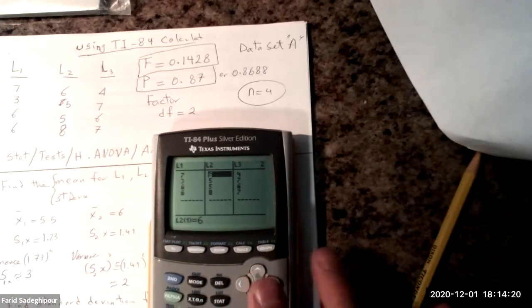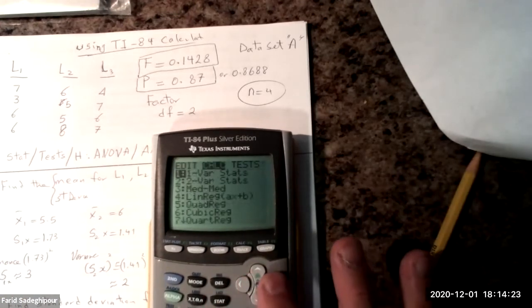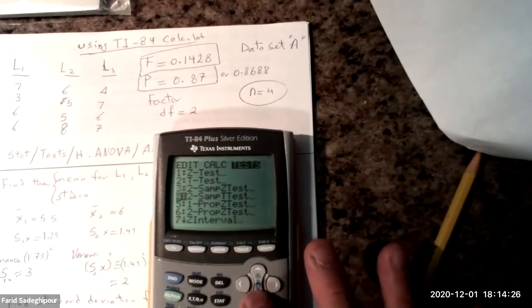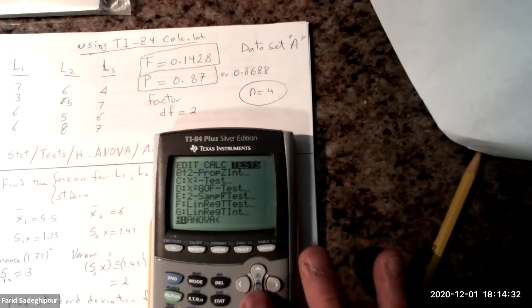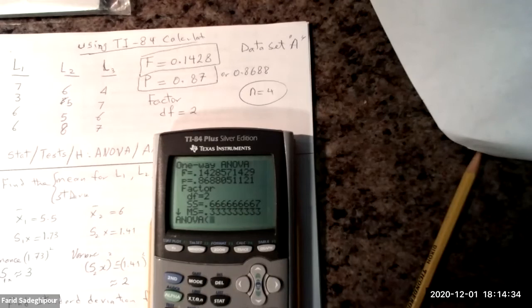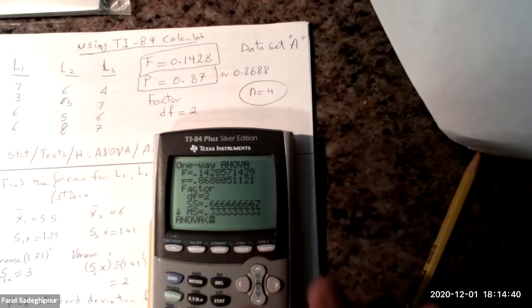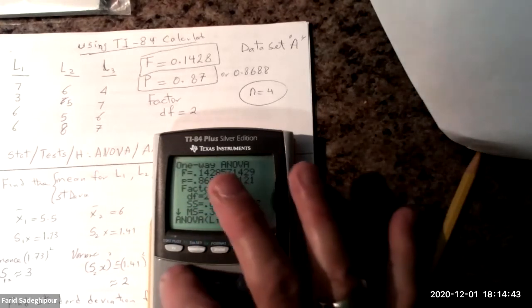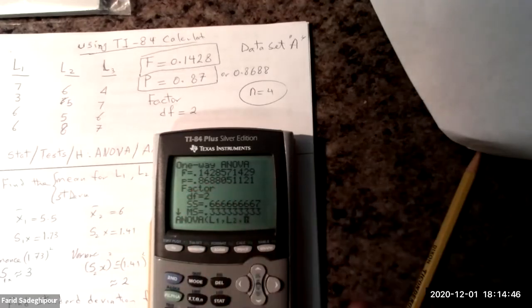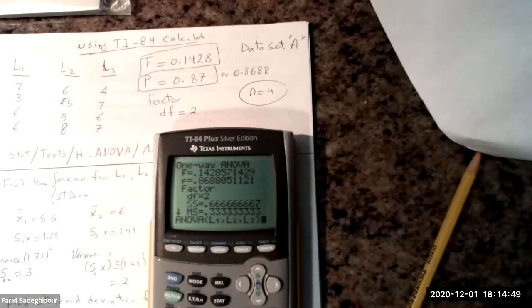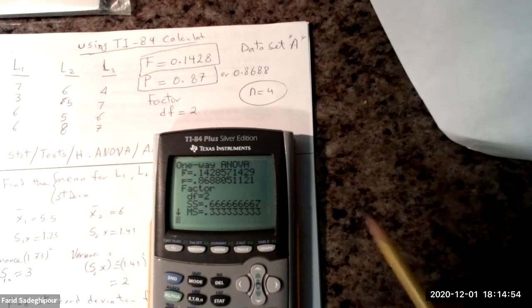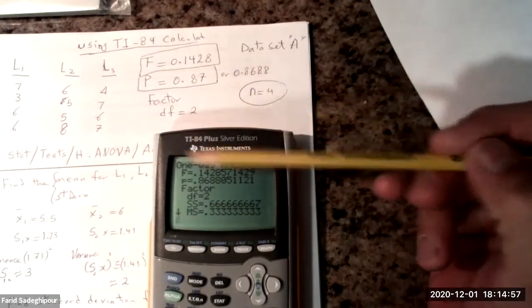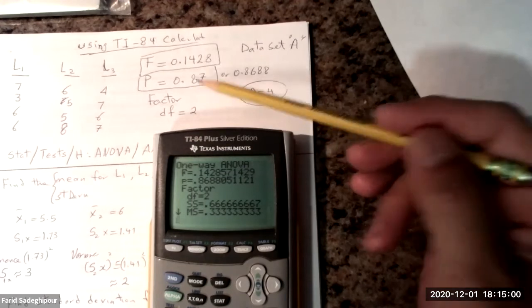So this is stat, test, and then you go all the way to the bottom, and that's where you could find ANOVA. Now you list all your numbers in L1, L2, L3, and you have to use a comma to separate them. So it would be second, L1, comma, L2, comma, L3. Okay, so ANOVA L1, comma, L2, comma, L3. When you do that, you find F is 0.1428 and the p-value is 0.87.